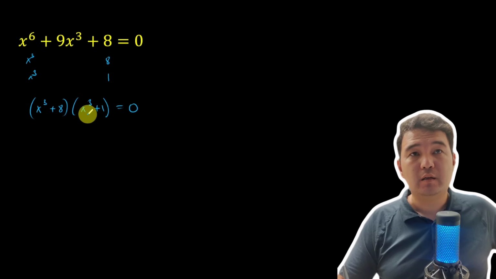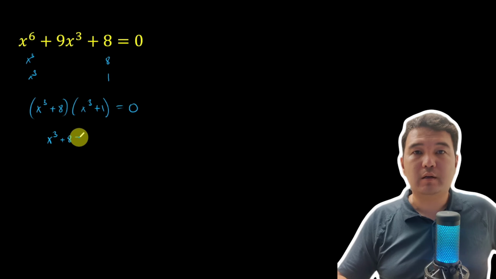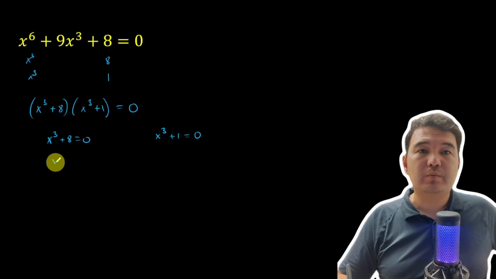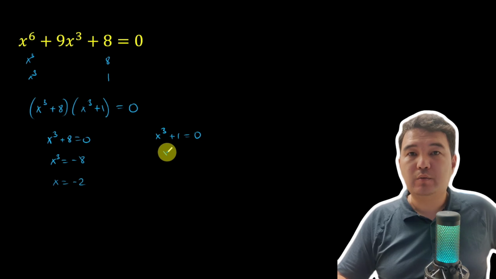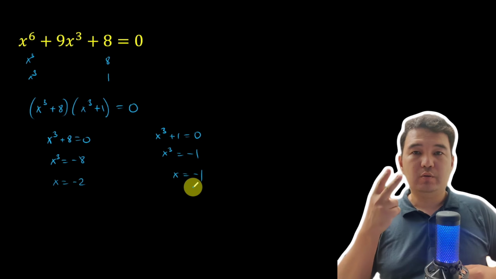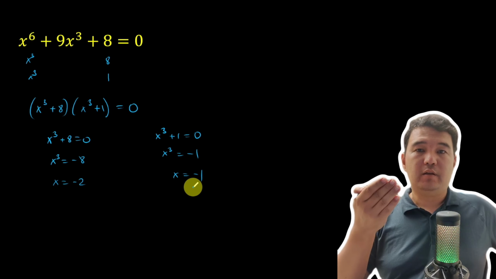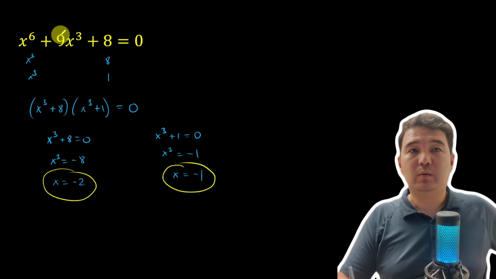If you open the parentheses, you'll get x to the power 6 plus 9x cubed plus 8. Now you can solve these two parts separately. So x cubed plus 8 would be 0, and you could set x cubed plus 1 equals 0. So x cubed is negative 8 means that x is negative 2, and x cubed equals negative 1 means that x is negative 1. So we have two roots, negative 1 and negative 2, which are real roots of this 6th-degree equation.